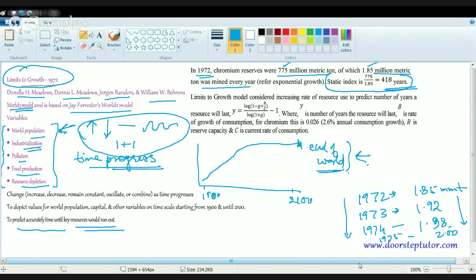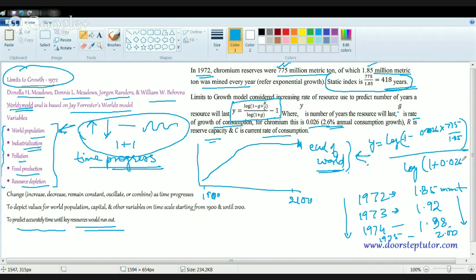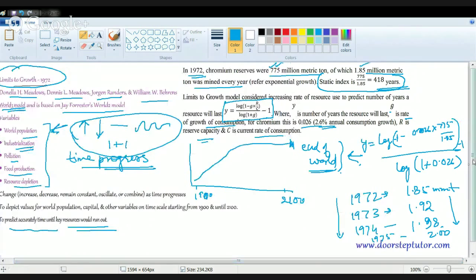So if we are increasing the use of the resource, here is the formula to calculate how many years the resource would last. The formula is y equals log of (1 minus g times r by c), where g is the rate of growth of consumption. So say the rate of growth of consumption is 2.6% annually; we can take this component as 0.026 and multiply it with the reserve, that is 775, and the current consumption, that is 1.85. So the calculation would be y equals log of (1 minus 0.026 times 775 divided by 1.85) divided by log of (1 plus 0.026), minus 1. So this would be the complete formula that we would be applying to calculate how many years this chromium would last.